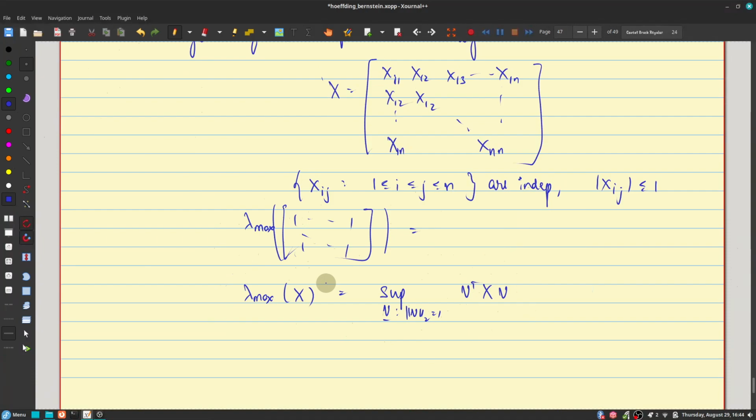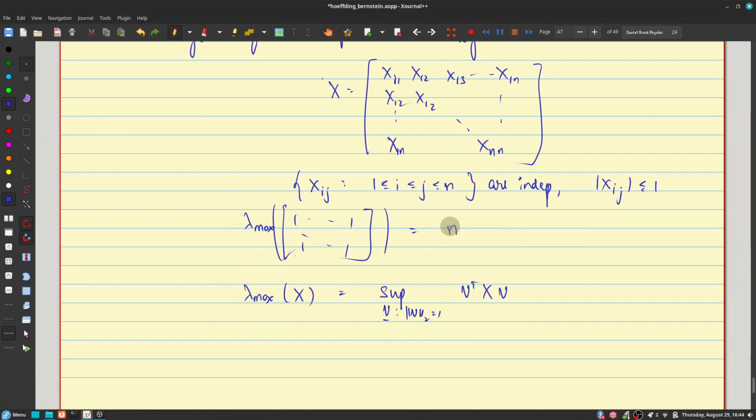What is the rank of this matrix? 1. And how many non-zero eigenvalues can you have in terms of the rank? The number of non-zero eigenvalues is at most the rank of the matrix, right? For a square matrix. So this matrix has one eigenvalue equal to n and n minus 1 eigenvalues equal to 0. So the largest eigenvalue is just equal to n.